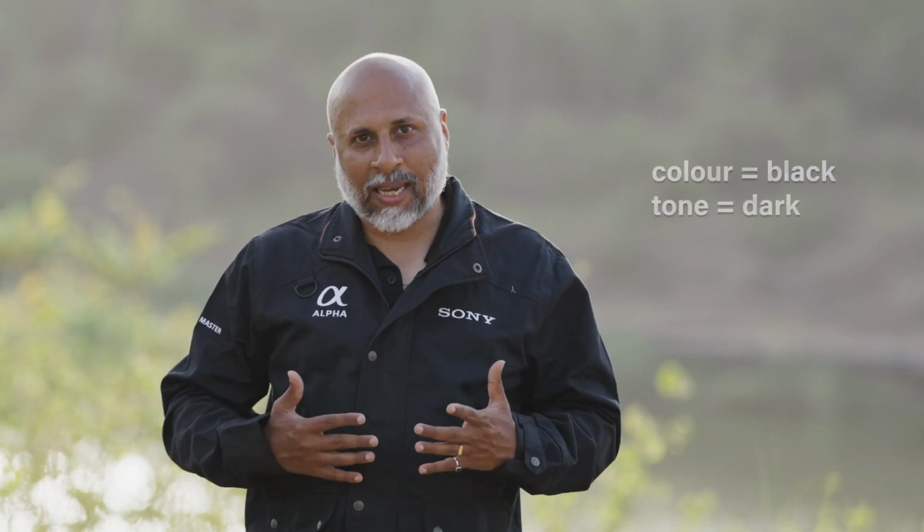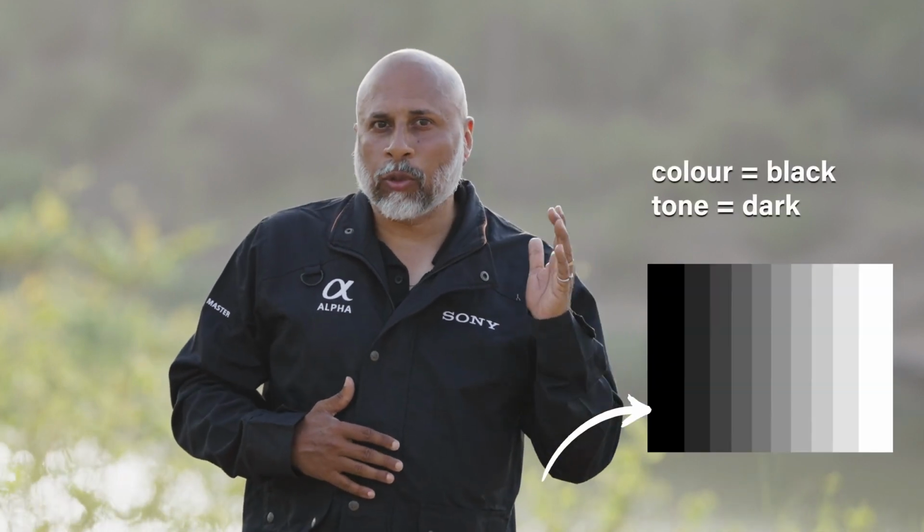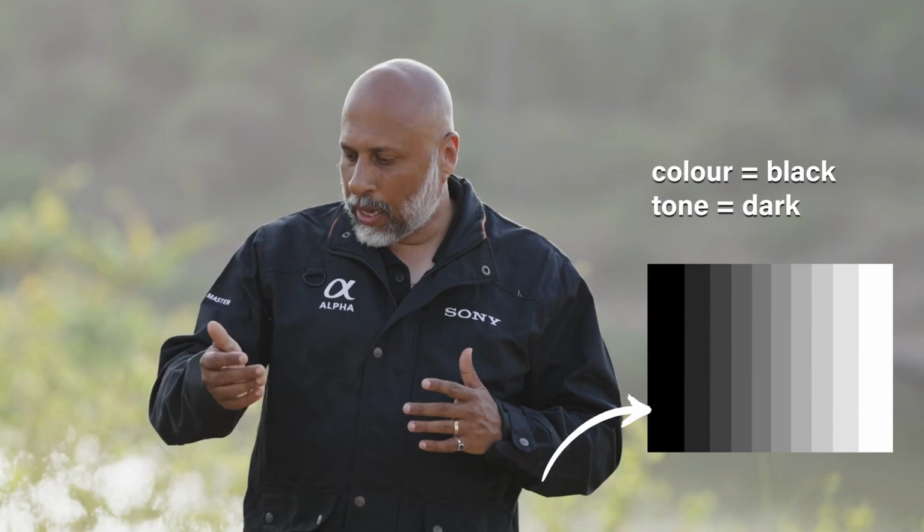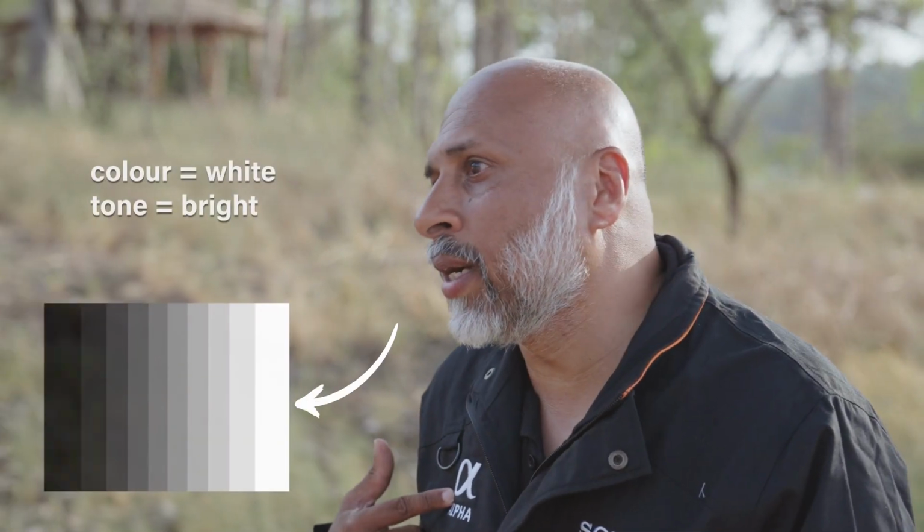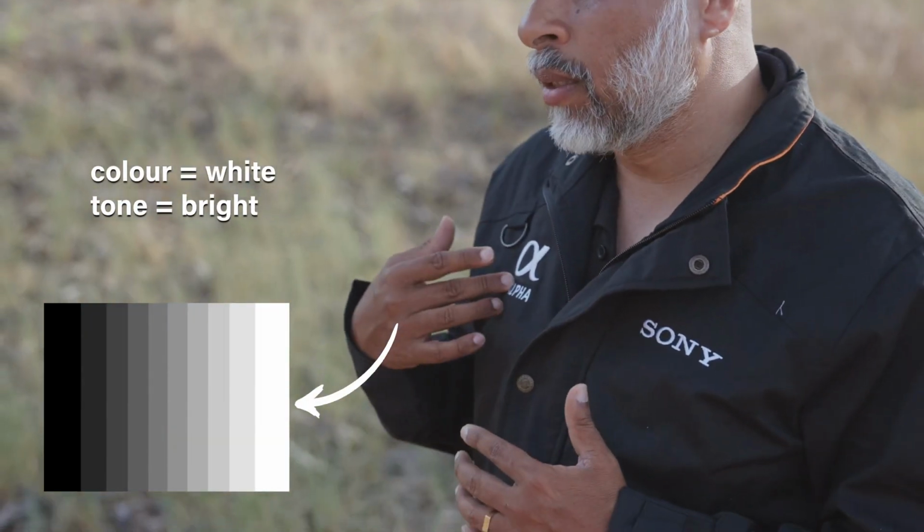So for example, this is a black jacket, but when we talk about tonality, it is dark. And then the Alpha logo over here, this is white. So from a tonality point of view, we call it bright. So it is the shades of gray you have to think about. This is something which you have to remember when we talk about metering.